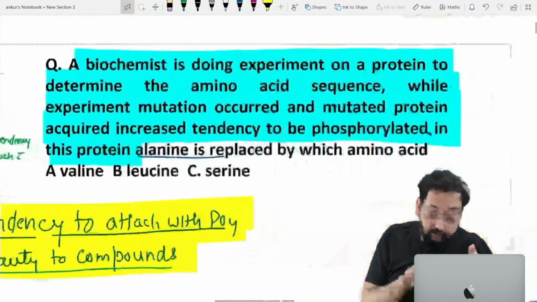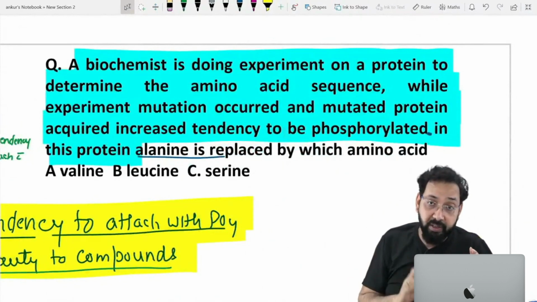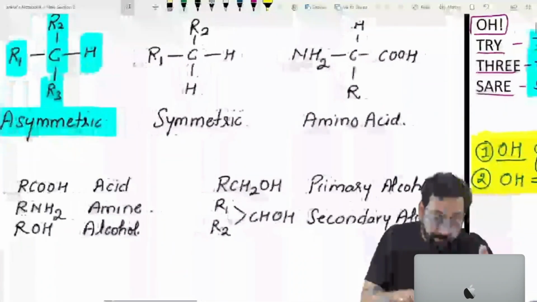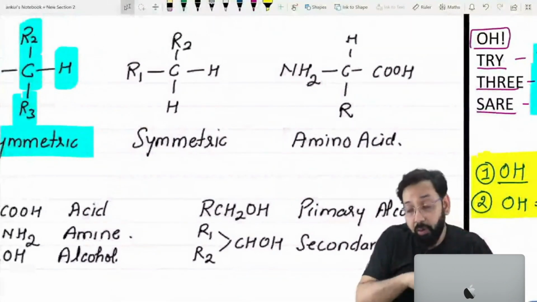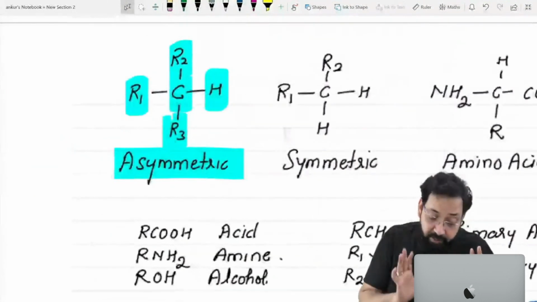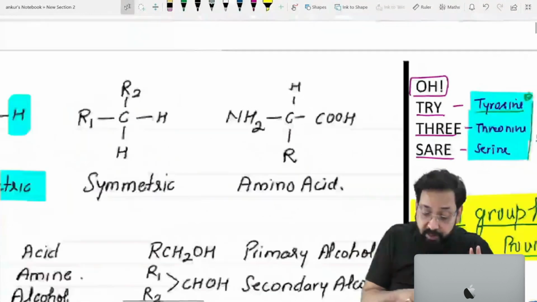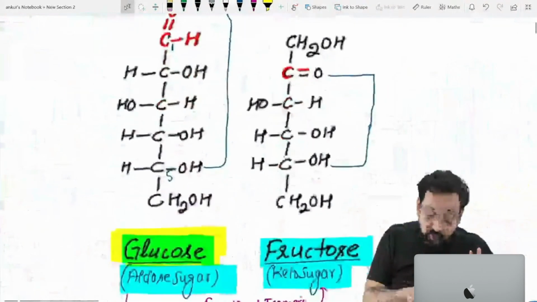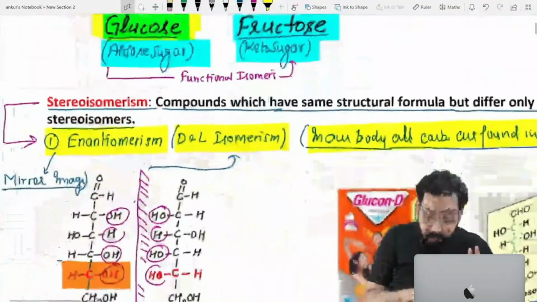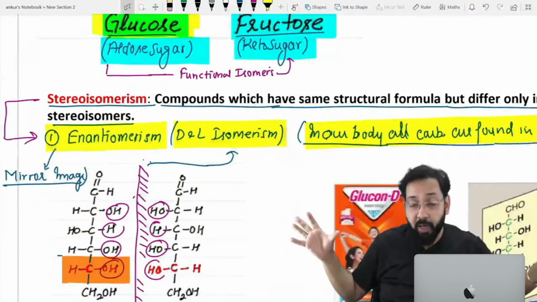This question was there: if alanine has been replaced with serine, the protein acquires more tendency to be phosphorylated. Now we found that any carbon having all valencies occupied by different groups is called an asymmetric carbon atom. An asymmetric carbon atom will show optical and stereoisomerism. Amino acids will show optical and stereoisomerism. Glucose will show optical and stereoisomerism. Fructose will show optical and stereoisomerism. What is stereoisomerism? Stereoisomerism means the orientation of OH or of different groups in space.